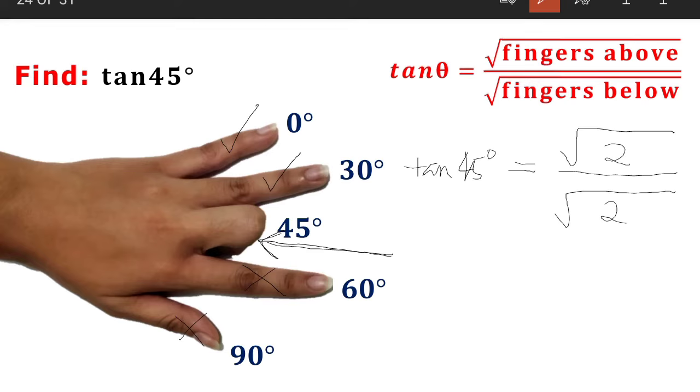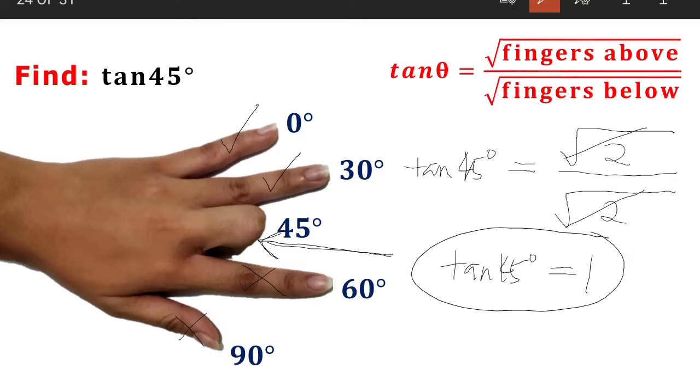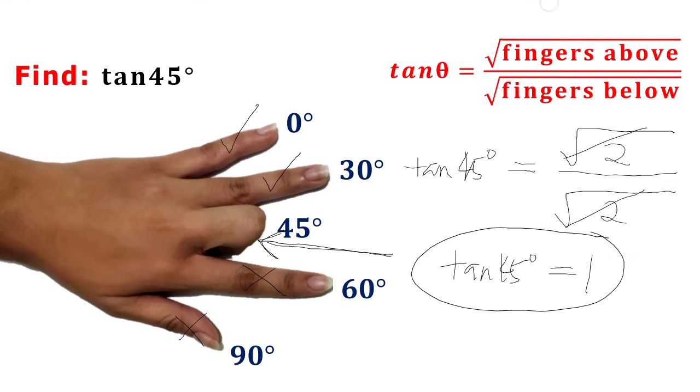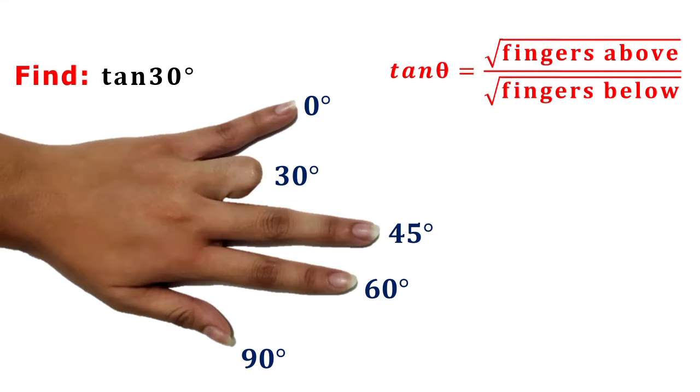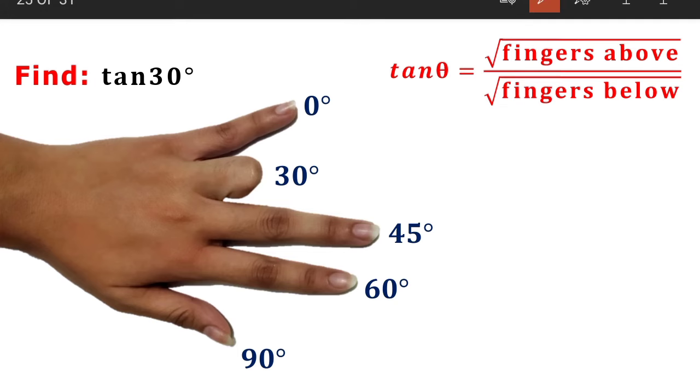So the square root of 2 over the square root of 2, we can now cancel them out. So tangent 45 degrees is equal to 1. Okay? Next example. Tangent 30 degrees. For tangent 30 degrees, you have to fold your ring finger because your ring finger represents your 30 degrees.